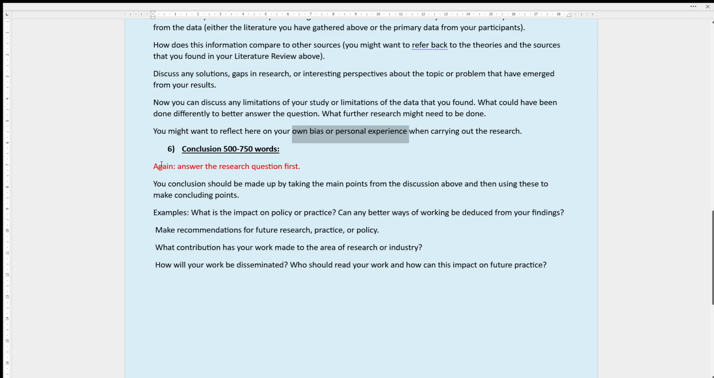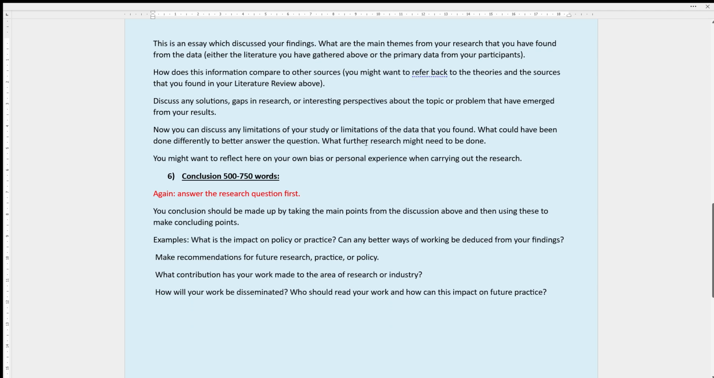And again, conclusion. Just answer the research question if you can. If you can't answer the research question, state that you can't answer the research question. Then the way I would see a conclusion, you're pulling out the main points from the discussion above, and you're pulling them together, mixing them up in the paragraphs, and hopefully that will start to generate some new points. We call this the synthesis from the data. It's the new ideas and new points. This is the new learning, the new knowledge, which really is the outcome of your conclusion.